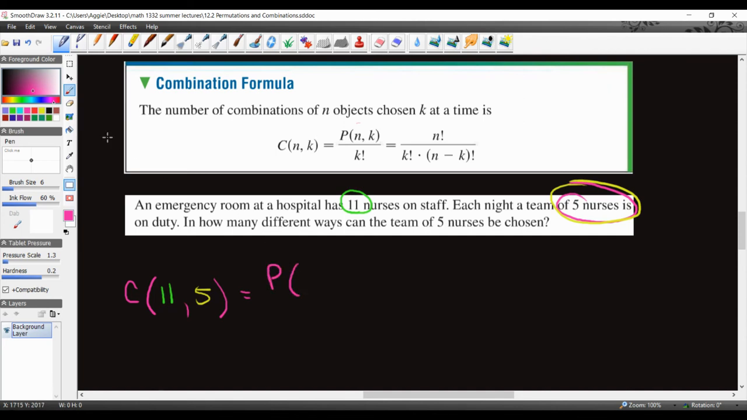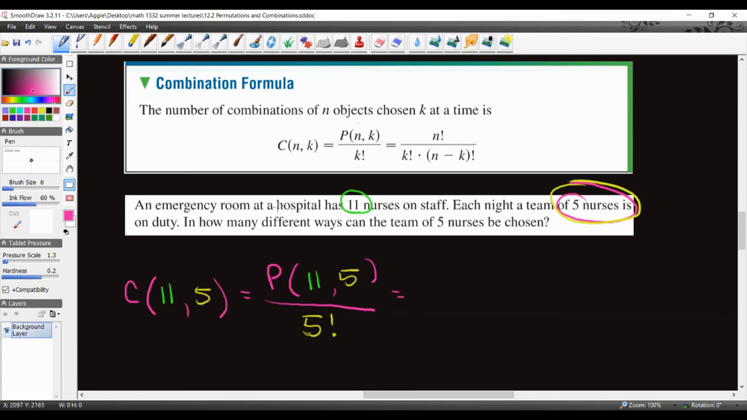A permutation of 11 choose 5. But since order doesn't matter, we're going to divide it by this k factorial, which is our total here. Oh, I didn't mean to put k. I'm sorry, I meant to put the 5. Here we go, 5 factorial. So let's go ahead and work that out.